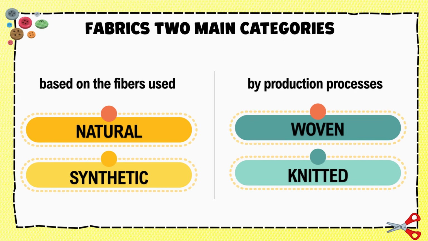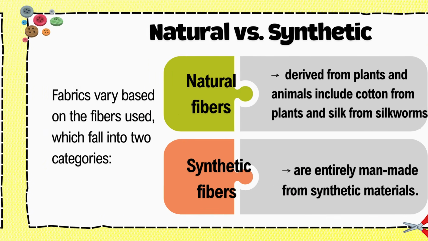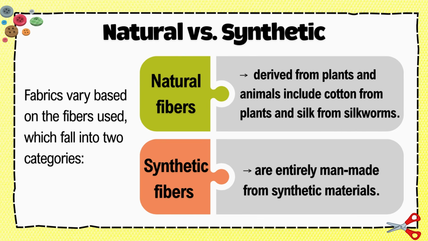Additionally, they can be categorized by production processes into woven and knitted fabrics. Natural versus synthetic. Fabrics vary based on the fibers used, which fall into 2 categories, natural and synthetic. Natural fibers derived from plants and animals include cotton from plants and silk from silkworms. In contrast, synthetic fibers are entirely man-made from synthetic materials.